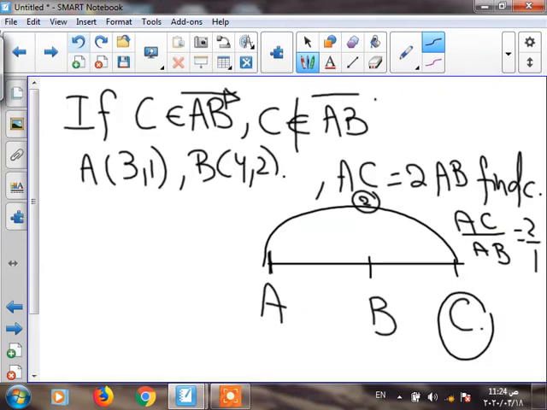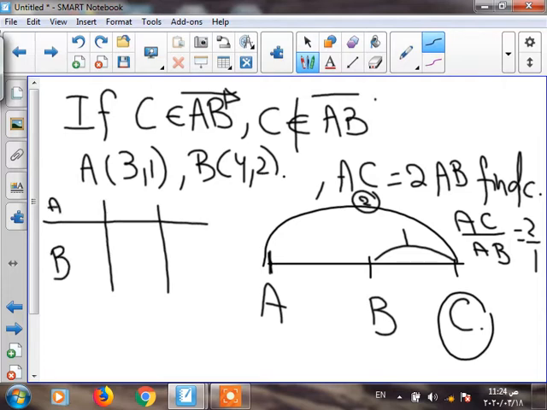So we take CA 2 and CB, which is 1. So your ratio will be: here A and here B, and here the ratio from C to A, how many? 2. And from C to B, 1. And write A, 3 and 1. And write B, 4 and 2.